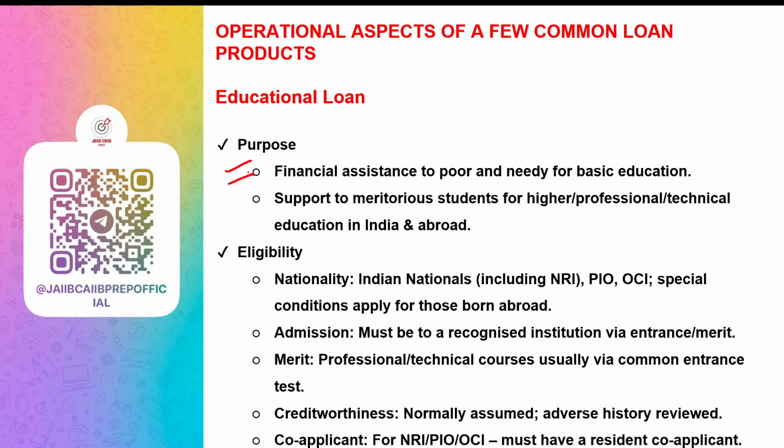So I hope the purpose is clear. Now, with respect to eligibility, the student must be an Indian national. PIOs can get loans for studies in India only. So, if a person is of Indian origin and wants to study in India, he or she can get an education loan. And for PIO students, the loan will follow FEMA rules, especially regulation 7C. Keep that in mind.